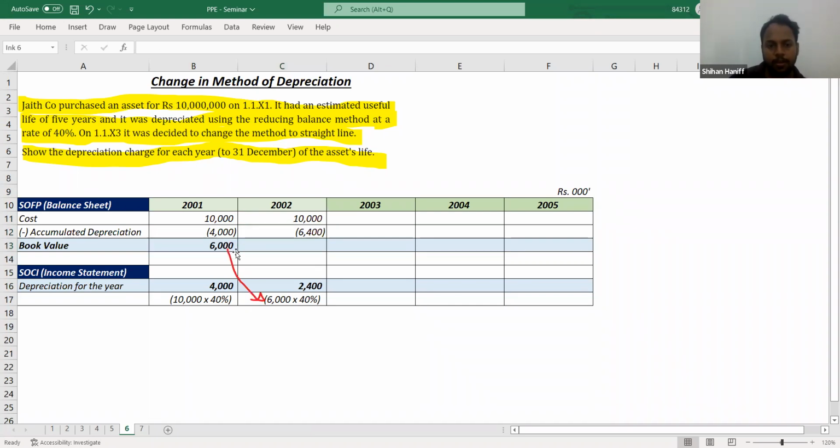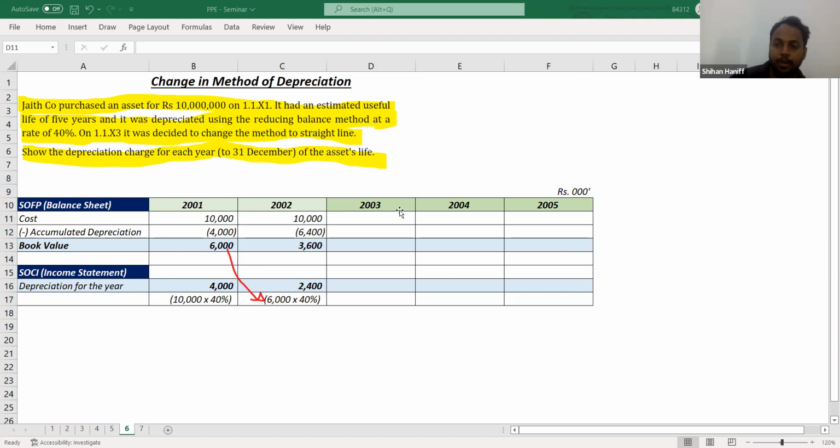And let's calculate the book value. 3,600 is the book value at the end of 2002. On the first of January 2003, it was decided to change the method to straight line. So here, at the beginning itself, they are changing the depreciation method from reducing balance method to straight line method.